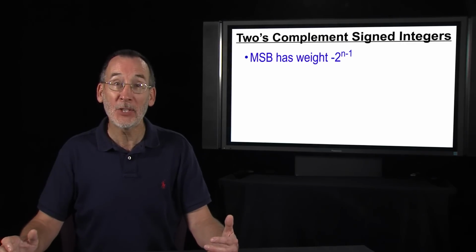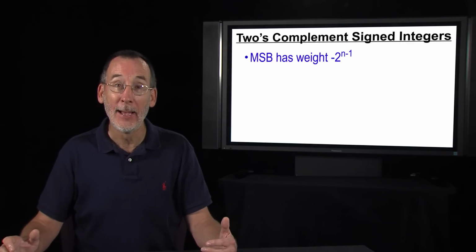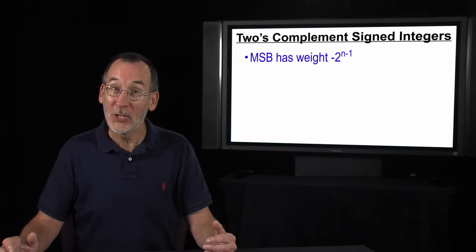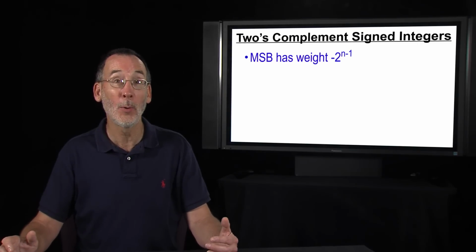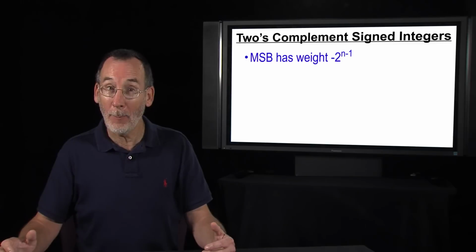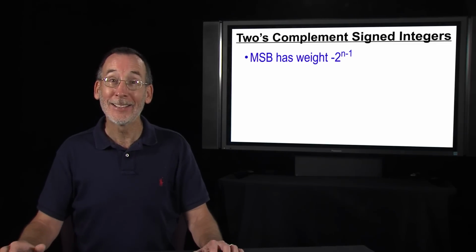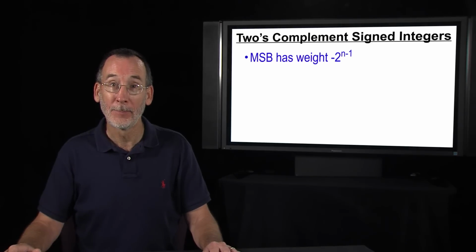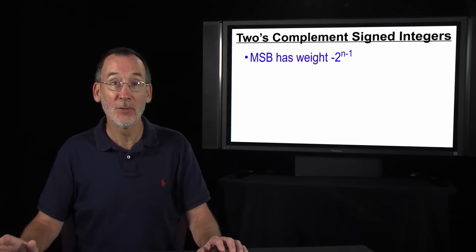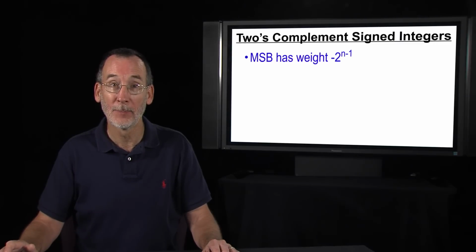Let's talk about how we form the decimal equivalent of a 2's complement signed integer. In 2's complement, the MSB, the leftmost bit, has a negative weight, which is different than we had in unsigned values. Remember, with unsigned values, all the weights were positive. With 2's complement, the leftmost bit has a negative weight. It has weight -2^(n-1). All the other weights are positive, just like with unsigned values.